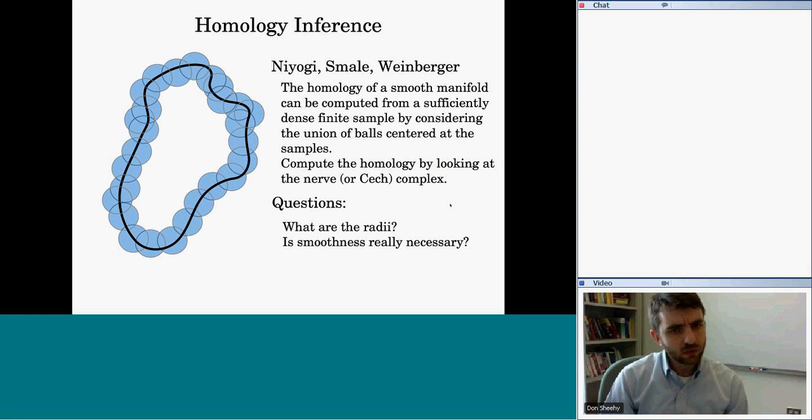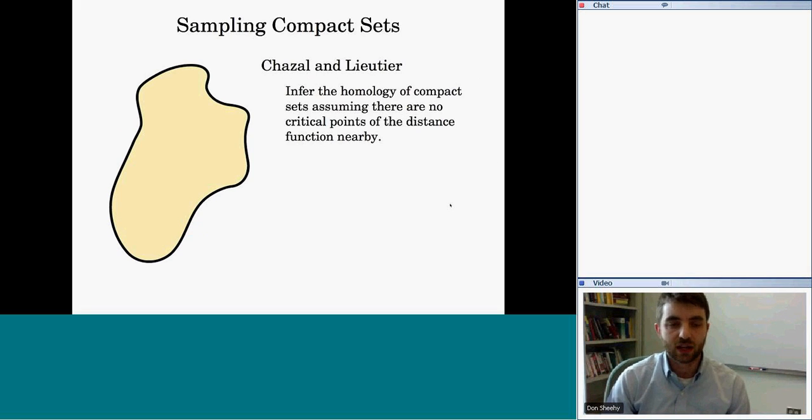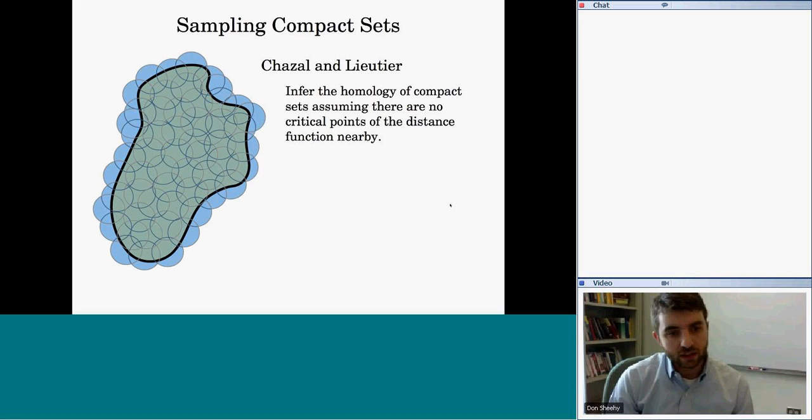The other question that comes up, and it came up around the same time, was whether smoothness was really necessary. And one of the best answers to that came in this work by Frédéric Chazal and André Lieutier. Instead of trying to infer the homology of, say, a manifold, they just had an arbitrary compact set in R^D. The only assumption they made, rather than smoothness, is that there were no critical points of the distance function nearby. So the idea is going to be similar in that they're going to use a union of balls.